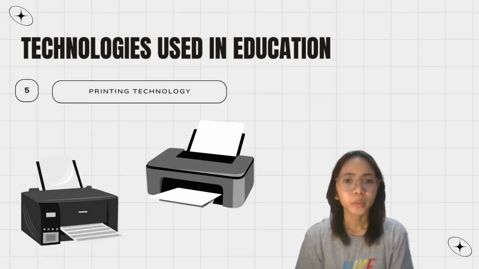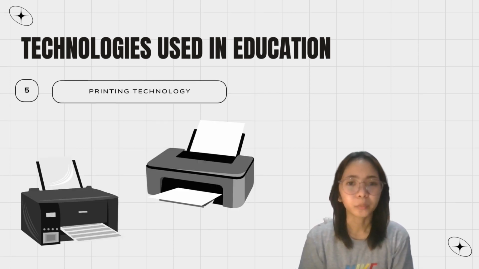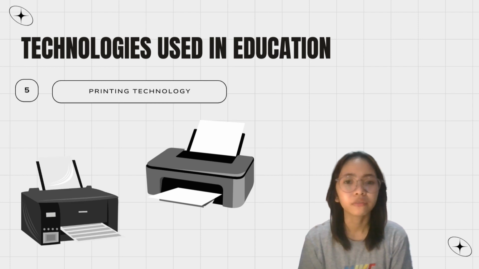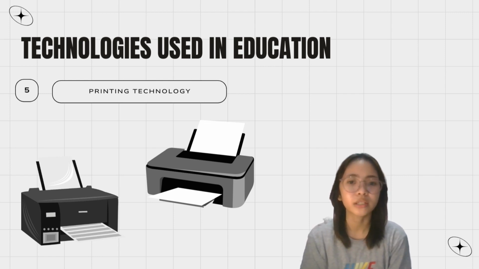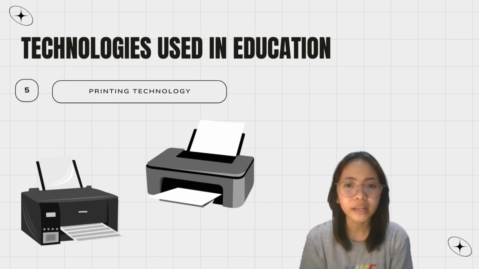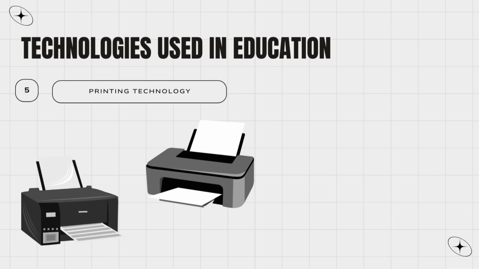The fifth one is printing technology. The use of printers in education can be very helpful in several ways. Students can print out their work and submit it to their teachers, which is more convenient than handwriting, right? Additionally, teachers can use printers to print out materials for their classes, such as handouts, worksheets, and quizzes. This can save time and resources compared to having to write everything by hand.